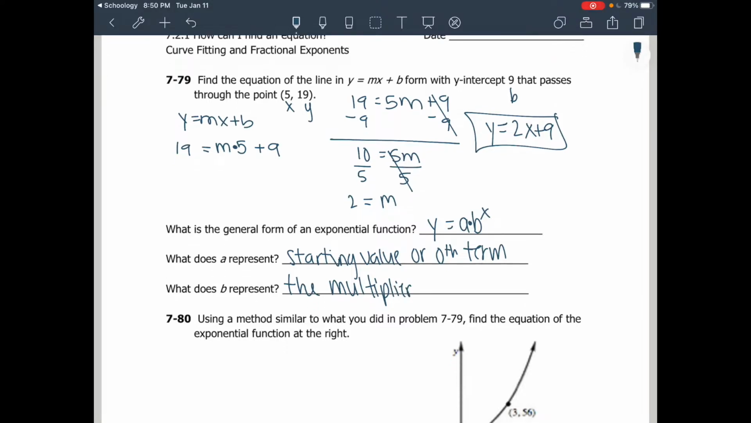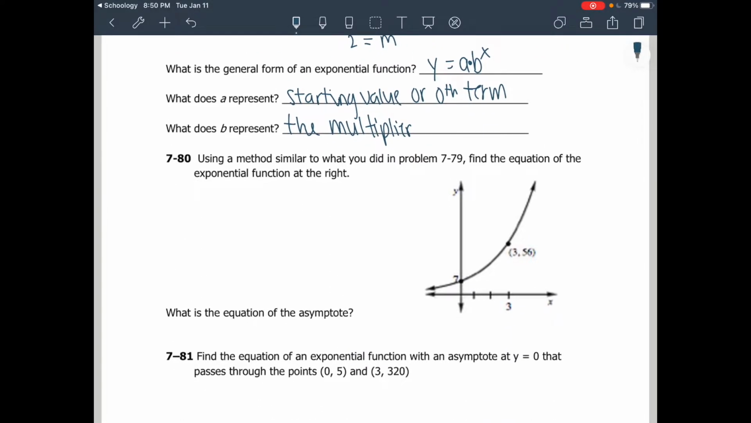All right, so now let's get into it. It says, using a method similar to what you did in problem 7.79, find the equation of the exponential function at the right. So we've got our exponential function is y equals a times b to the x power. So what we're going to do is find the numbers that need to go in here based on this graph. So 7 is our a, so we already have that. And then b to the x.